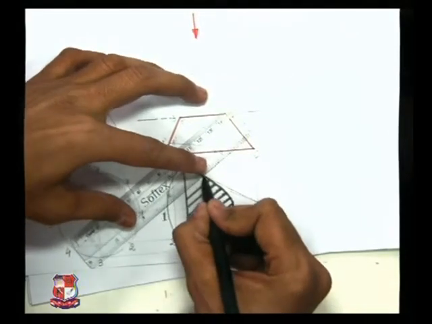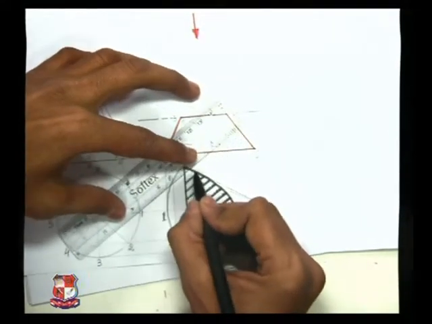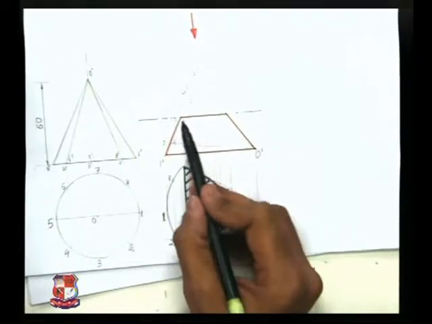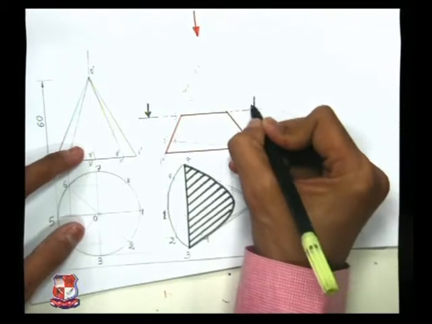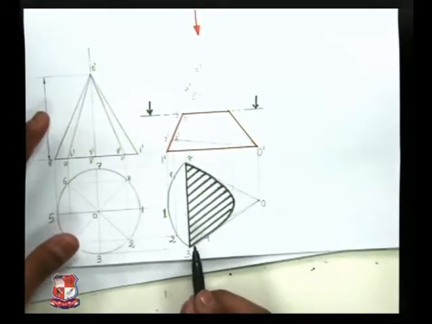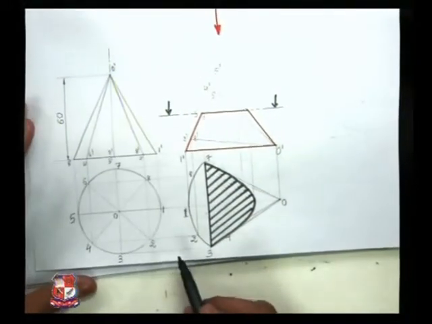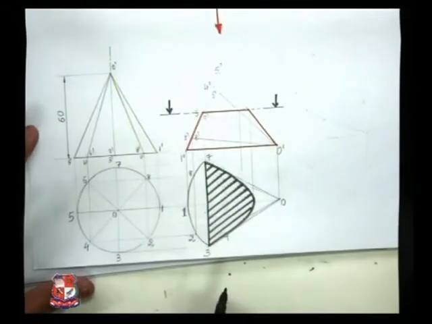Why it is a true shape? Because the cutting plane line is parallel to XY line. This is the cutting plane line which is parallel to XY line. You can see here, this is a cutting plane line, it is parallel to XY line, hence this view is also true shape of this section.